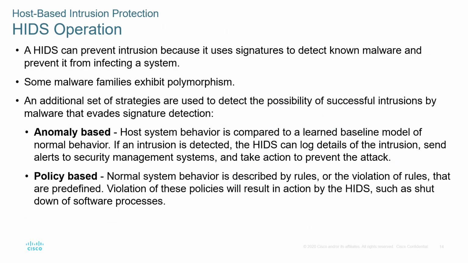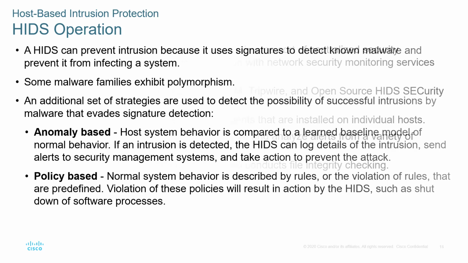We have anomaly-based or policy-based versions of our HID. The anomaly-based is going to be behavior that's compared to a learned baseline, and if things are abnormal, then it will throw up a red flag. If it's policy-based, this will be behavior described by rules or the violations of such rules, and that will then result in a red flag. So again, IDSs have two main types, anomaly and policy-based. One looks at a baseline, anomaly. One looks at a set of rules or predefined settings, and that's policy-based.